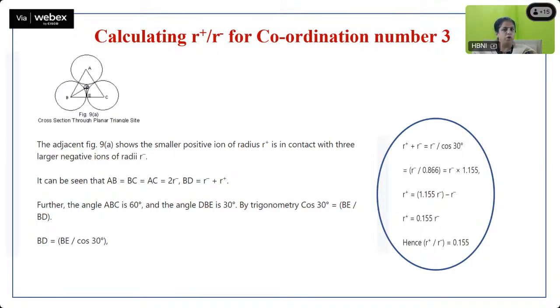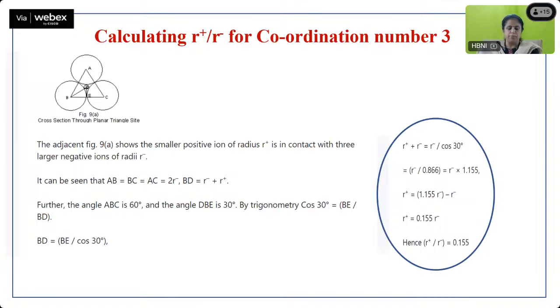I've given it for all the coordination numbers, but I'll discuss it only for one so that we save time. This is simple high school geometry. When I'm talking about coordination number 3, the smaller cation is in between, and the anions surround the cation in a triangular fashion. Now, this is an equilateral triangle, so AB is equal to BC is equal to AC.